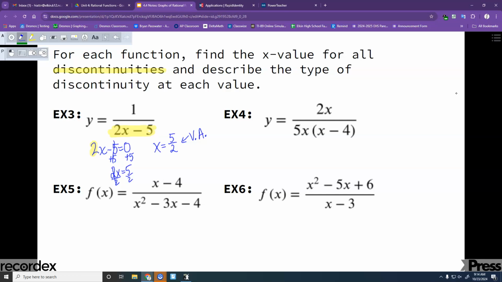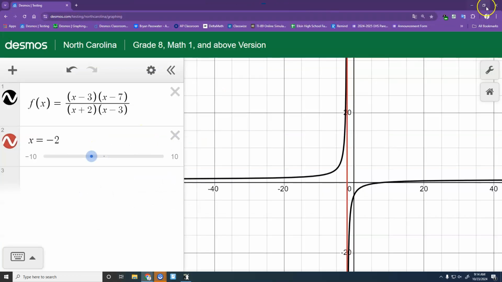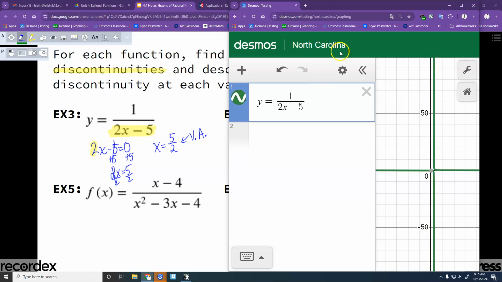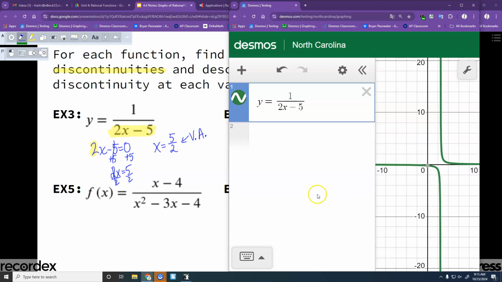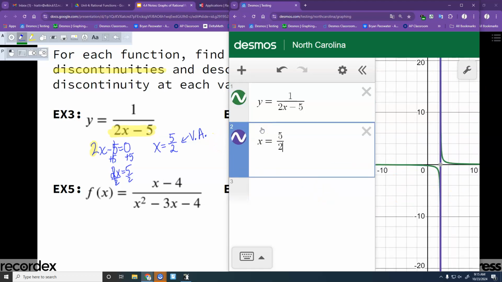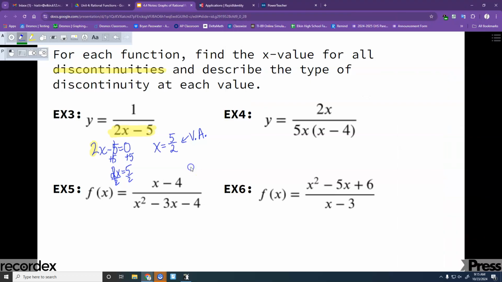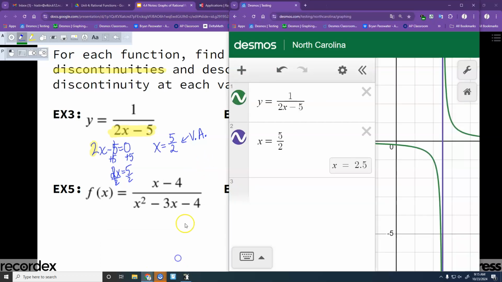Okay, so discontinuities are pretty much the excluded values that we've been doing all along, right? And now we're just having to tell what type of excluded value it is. Let's check that on Desmos. You can check this by typing in your equation, y equals 1 over 2x minus 5, and then typing in x equals 5 halves and seeing if it looks like a vertical asymptote. That does, so that should confirm what we were looking for. Okay, questions on that?